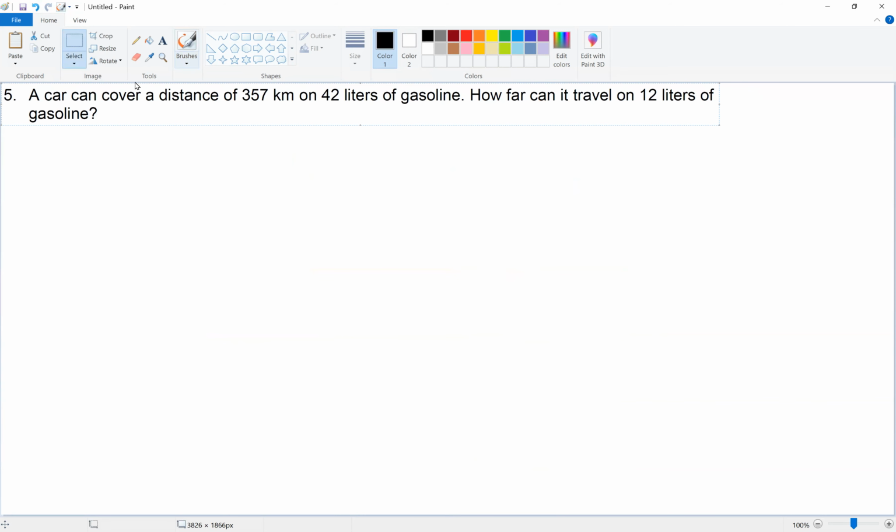Finish. Number 6. Sorry, number 5. So a car can cover a distance of 357 kilometers on 42 liters of gasoline. How far can it travel on 12 liters of gas? So 357 kilometers on the left side. Then I drew the arrow to the right. No, no. What is the question? How far can it travel? So should the 357 be on the left side or right side?